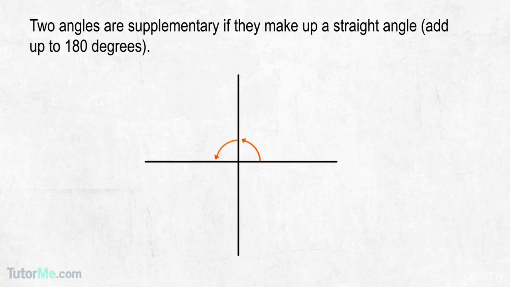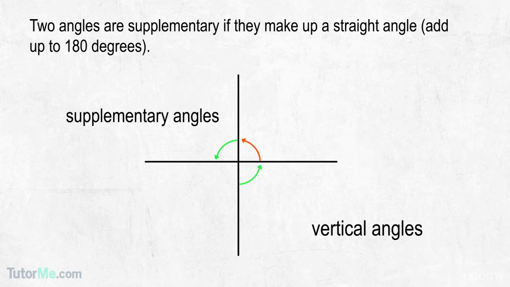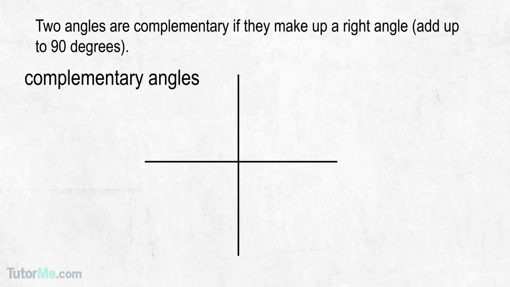Alternatively, two angles are supplementary if they make up a straight angle, meaning they add up to 180 degrees. Vertical angles are ones across from each other. Supplementary angles are ones that are next to each other. Angles are complementary if they make up a right angle, meaning they add up to 90 degrees. Take a look at the illustration below for a visual example.